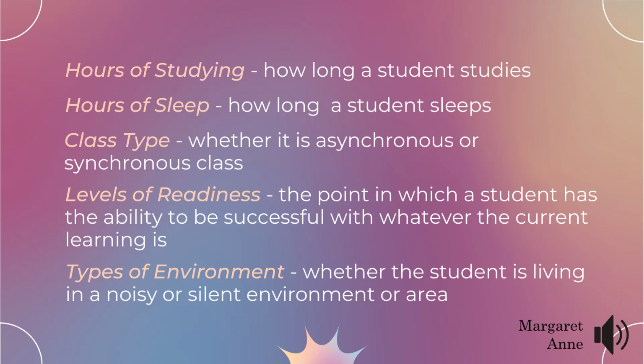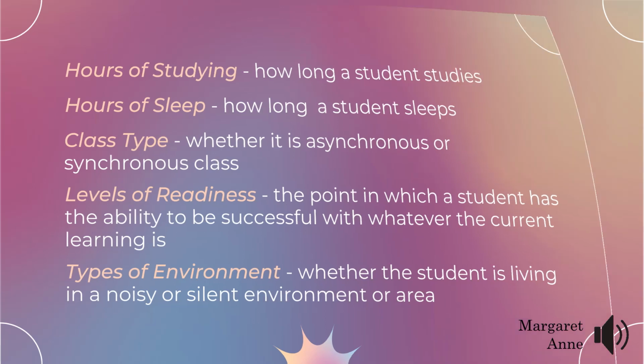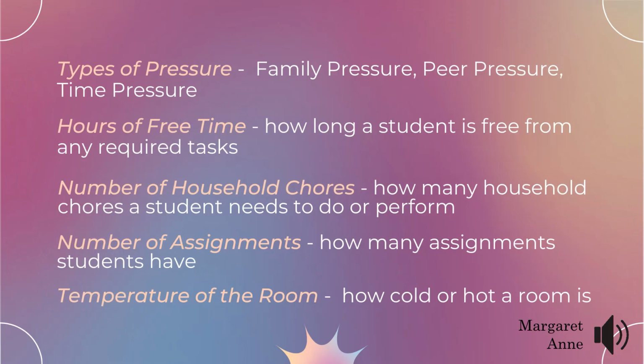Fifth subvariable we have is the type of environment a student is living in, which measures how noisy or silent the environment or area of the student is. We now have our sixth subvariable, which is the type of pressure a student experiences. This may be either family pressure, which is possibly to consistently excel, peer pressure, which is possibly the thought of keeping up and not being left behind, and time pressure, which is set by teachers depending on their tests, deadlines, or etc. Next is the seventh subvariable, which is the hours of free time a student has. In the present, I don't think students have that much time anymore.